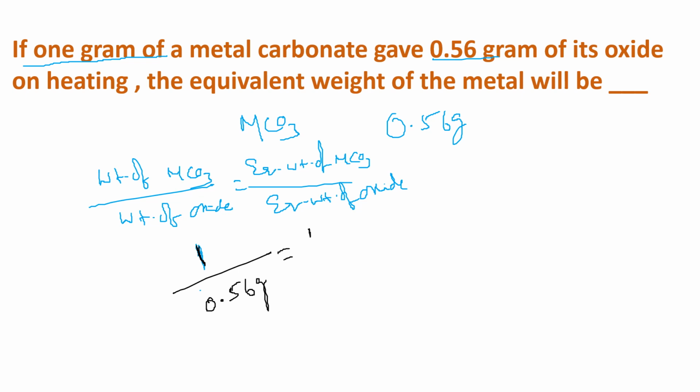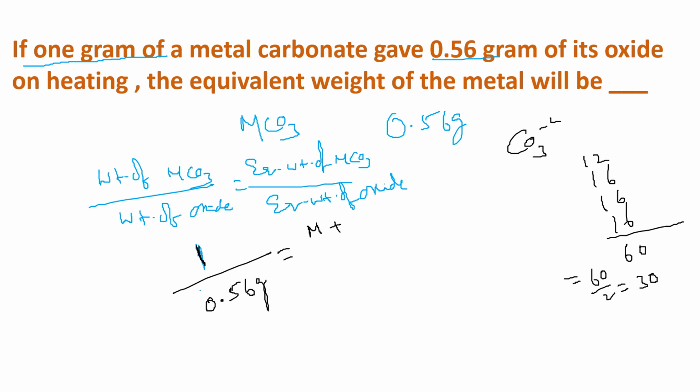Equivalent weight of the metal, you don't know, that is M, plus the equivalent weight of carbonate. So you have to take the equivalent weight of carbonate. How? The carbonate is CO3: 12 plus 16 plus 16 plus 16. Calculating the carbonate molecular weight, you will get 60, divided by 2. Why 2? The valency of carbonate is 2. Then you will get 30. So the equivalent weight of carbonate is 30.